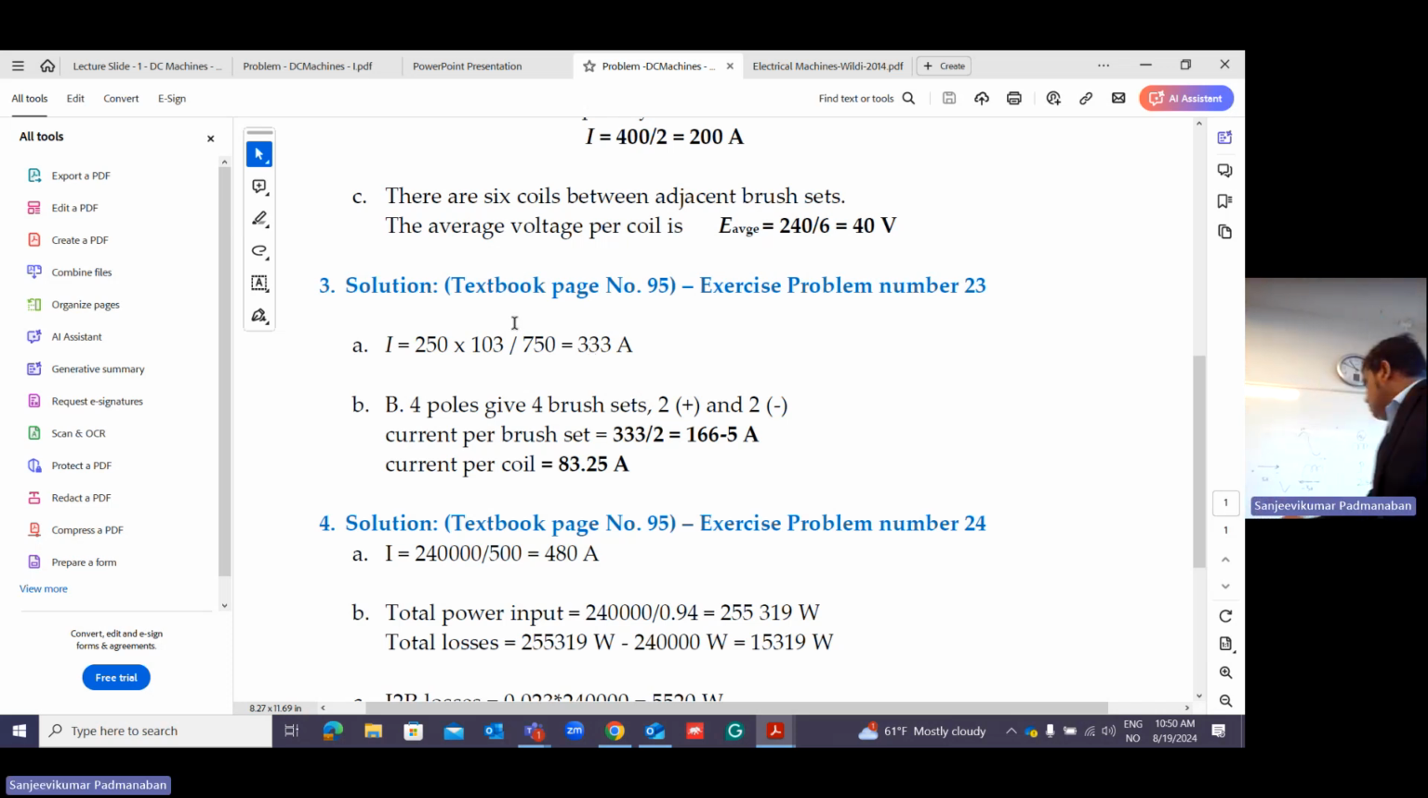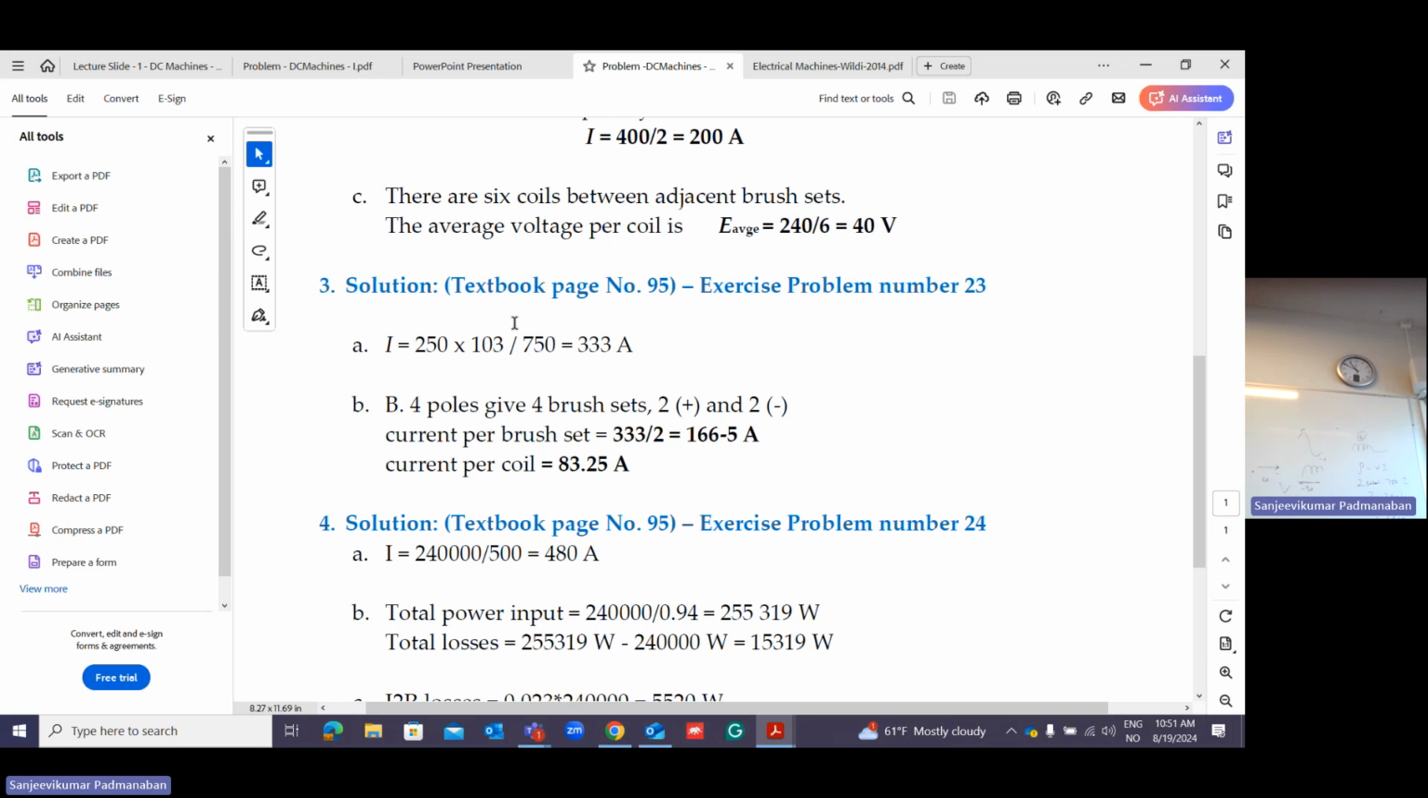So this is just power equal to V into I. 250 kilowatt equals 750 volt into I. Please change it on your side. I have to correct it because it's a typographic error. I is equal to 250 divided by 750. You get 333. The answer is correct. Okay. How to do that? Simple formula. Power equals voltage into current.